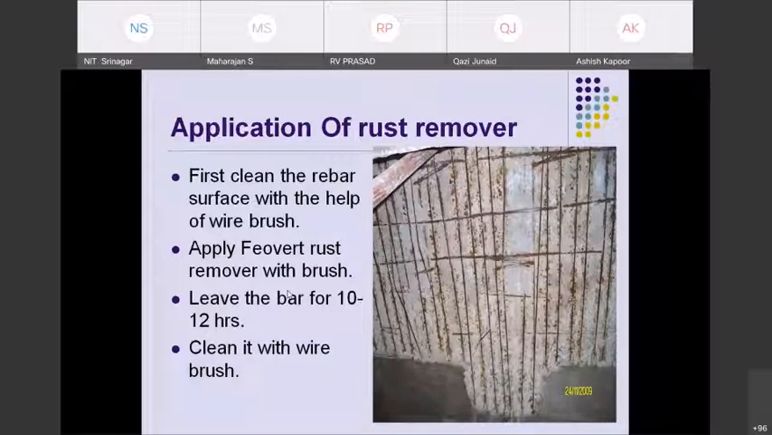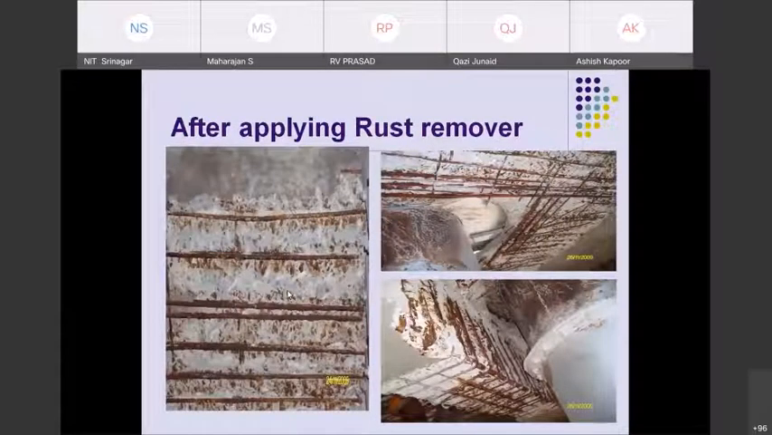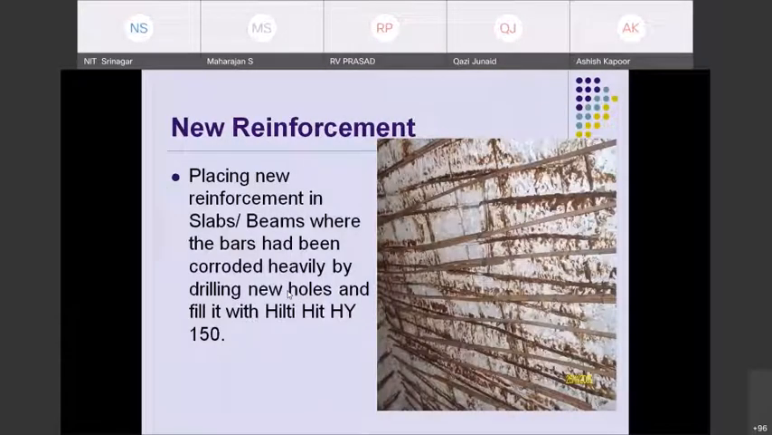To remove the rust from your steel reinforcement, there are chemicals available. Here we have used ferrowet rust remover, or there is another chemical named Rust Off 100, which is available in the market. So by using this chemical we remove the rust. Then this is how the rust remover is applied.